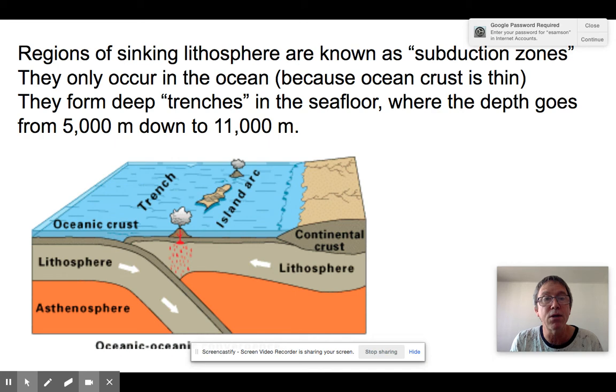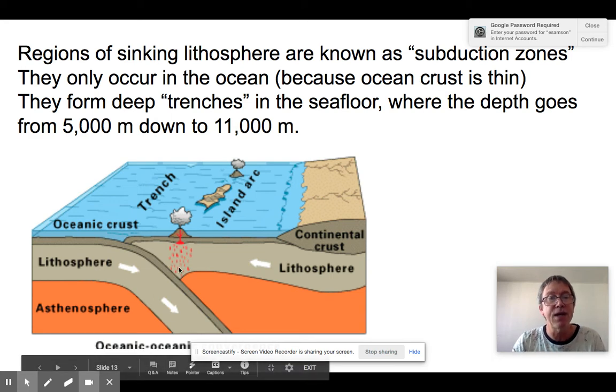These trenches can be quite low. They're the lowest places on Earth's surface, and they can go from a typical 5,000-meter seafloor depth all the way down to like 11,000 meters. They're really, really deep areas. But when you see a trench, you should be thinking rock is sinking down into the earth.